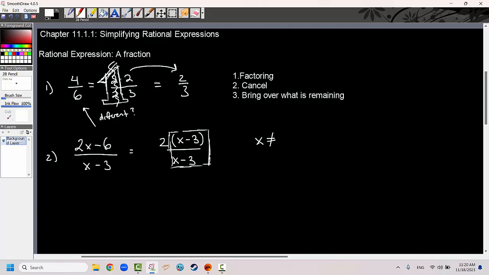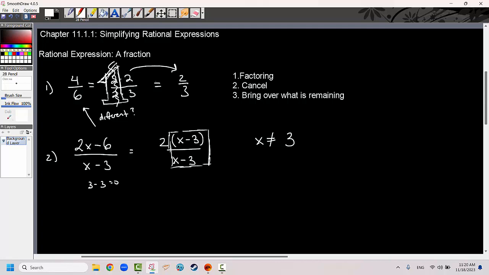Go ahead and pause, and I'll give you a second. What can't x equal? x can't equal 3. If you said that, good job. And that's because if you plug in a 3 into the bottom, you'll get 3 minus 3, and then that equals 0, and then you're dividing by 0, and that's bad. We learned in Integrated 1 that dividing by 0 is undefined, so you don't want to let x equal 3.